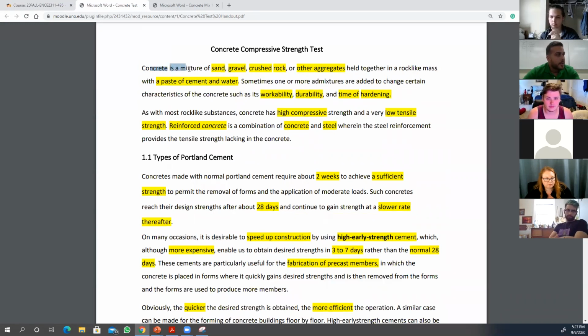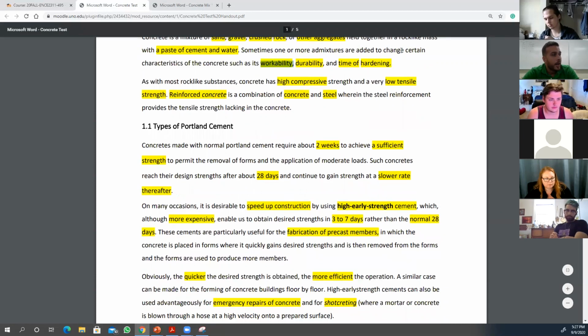It starts with the concrete definition. It's a mixture of sand, gravel, crushed rock, and other aggregates. I highlighted here what is important. Workability is important, durability is important, and time of hardening is important. And how to change it.